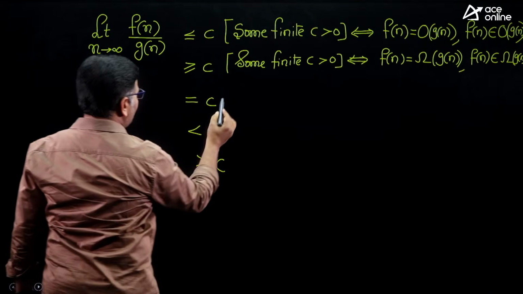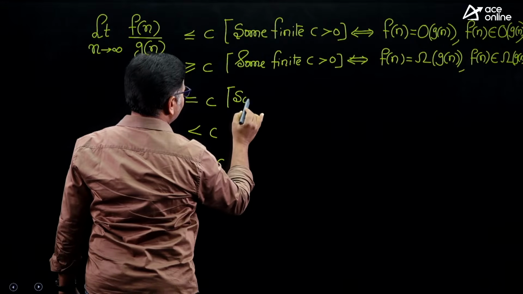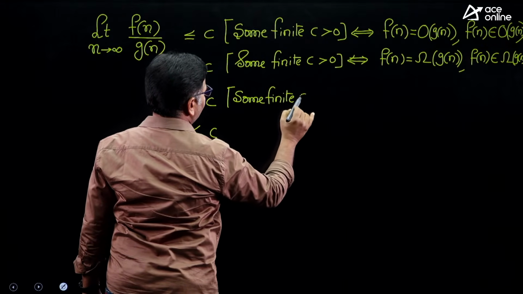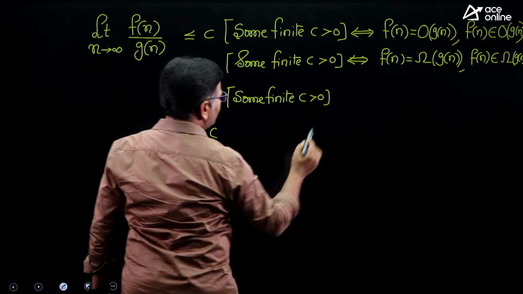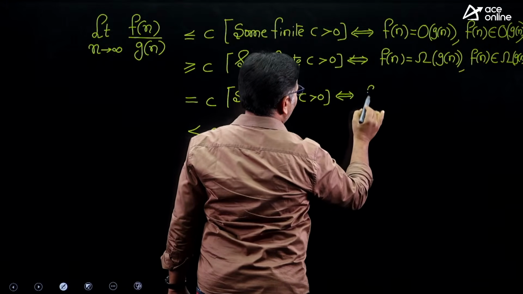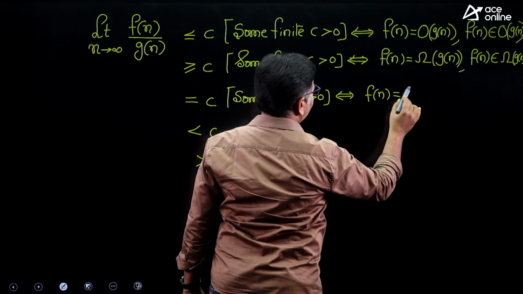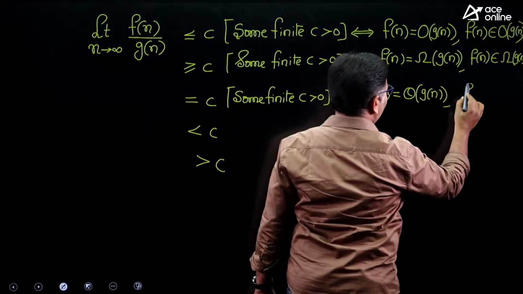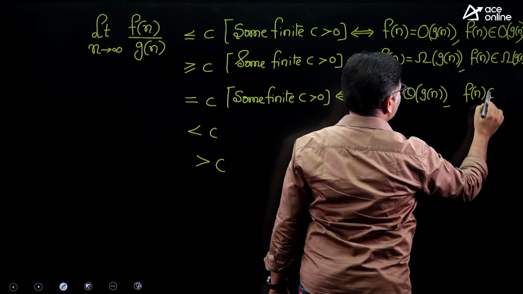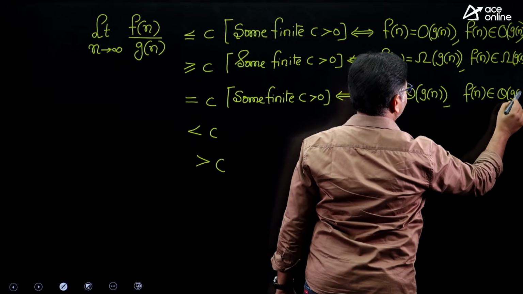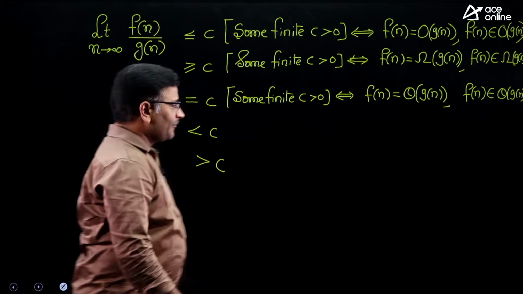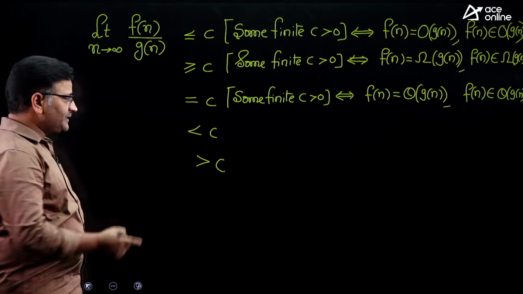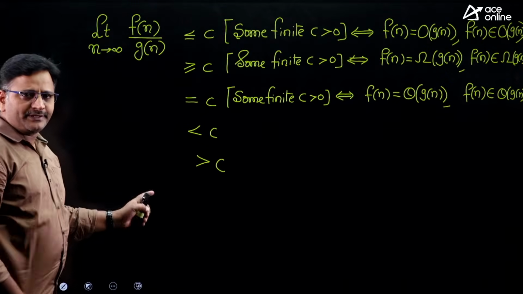Suppose it is equal to c, what type of c? Some finite c greater than 0. Then we can write that f of n is equal to theta of g of n. We can also use the belongs symbol, so f of n belongs to theta of g of n. As I mentioned, this course objective is to recollect all the basics we covered. That is the reason for every question I am recollecting all the basics, friends.